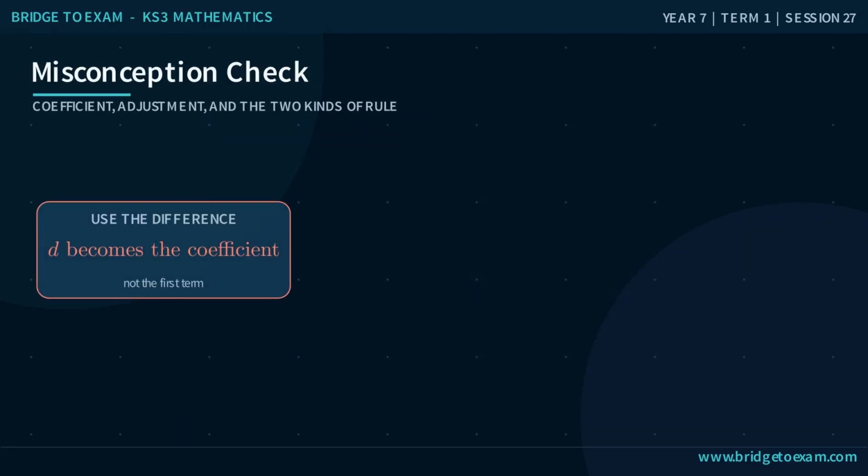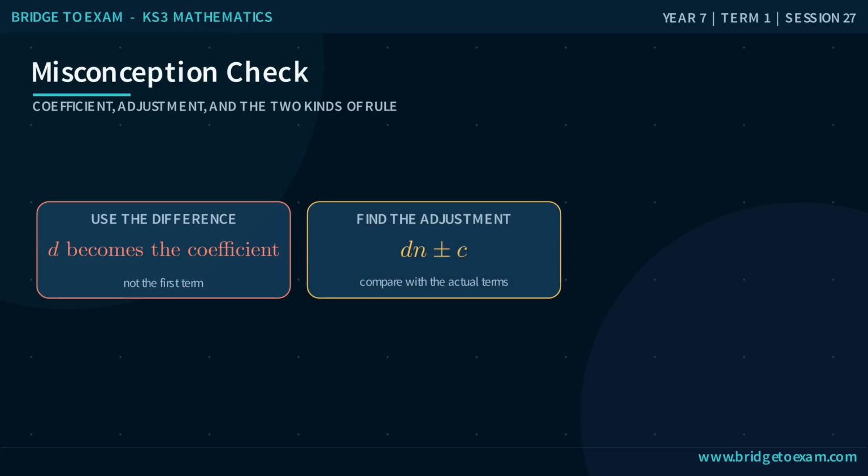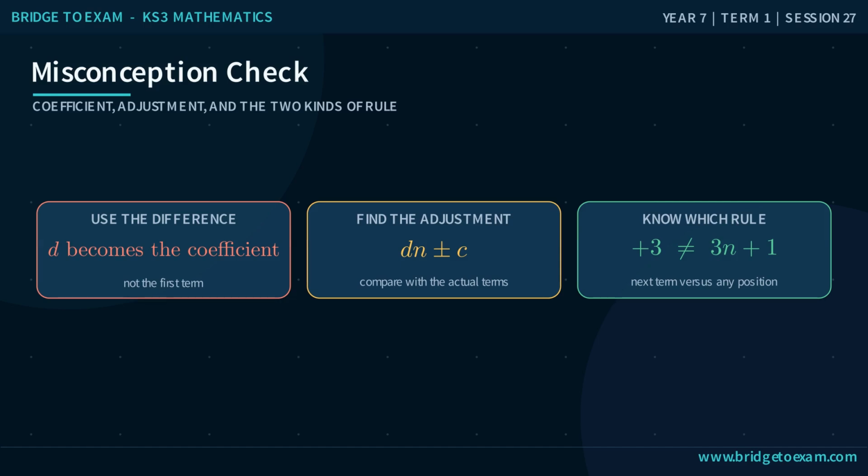Don't use the first term as the coefficient of n. The coefficient comes from the constant difference between terms. Don't stop at that multiple of n. Compare it with the actual sequence to find the constant amount that must be added or subtracted. And don't confuse add 3 with 3n plus 1. Add 3 is a next term instruction. 3n plus 1 is a direct position rule.